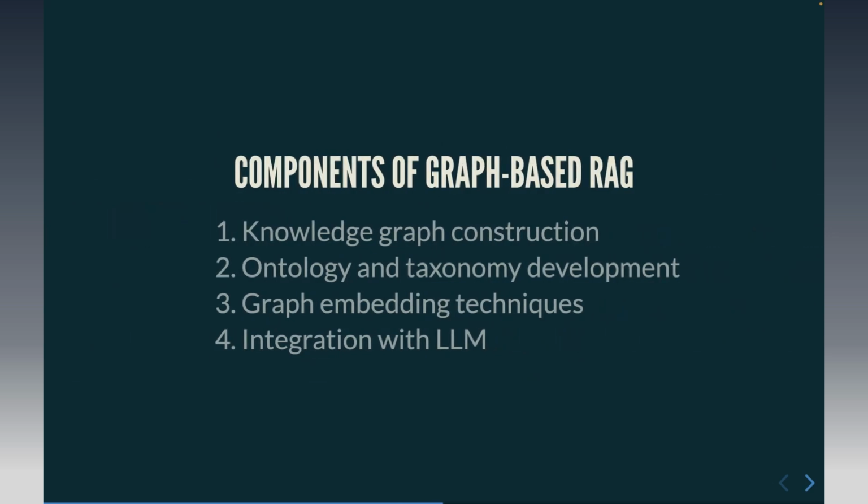Building a graph-based RAG system involves several components. We need to construct a knowledge graph that represents our domain knowledge. This often involves developing ontologies and taxonomies to structure the knowledge. We then need techniques to embed this graph structure so we can efficiently query it. Finally, we need to integrate this with our LLM.